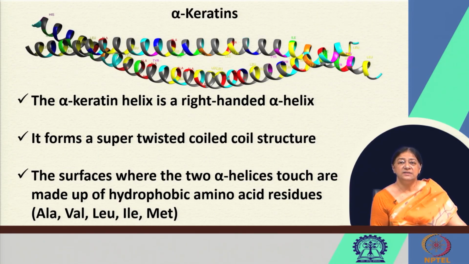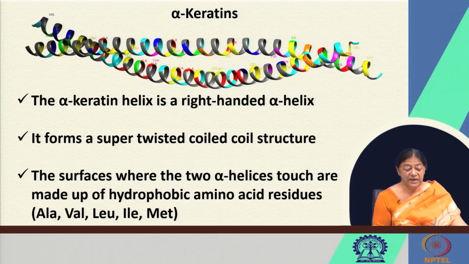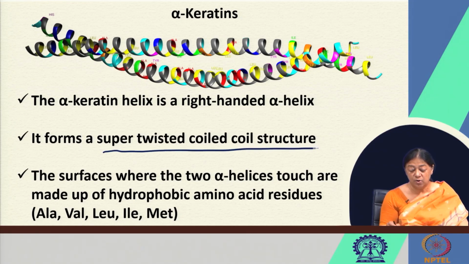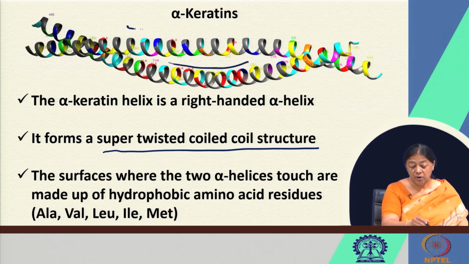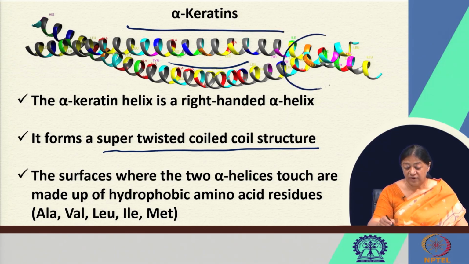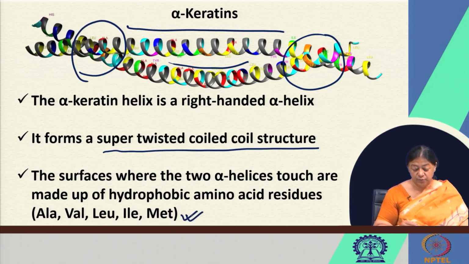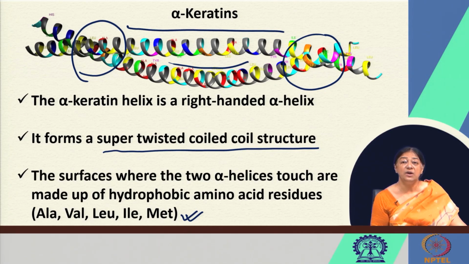Alpha keratin is one such example, where the alpha keratin helix is a right-handed alpha helix, and it forms, as we were talking about, super twisted coiled coil structures. And even though we may have other residues along this chain, along the helix, the parts where they overlap, where they interact with each other, have mostly hydrophobic amino acid residues. We will see why that is the case. Hydrophobic amino acid residues prefer to interact with each other rather than the solvent.